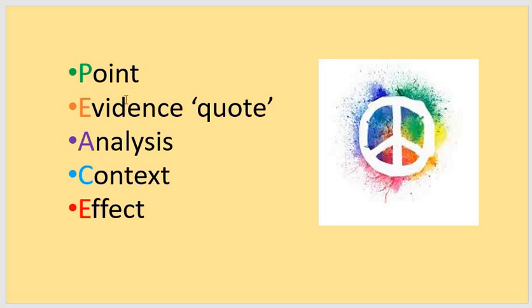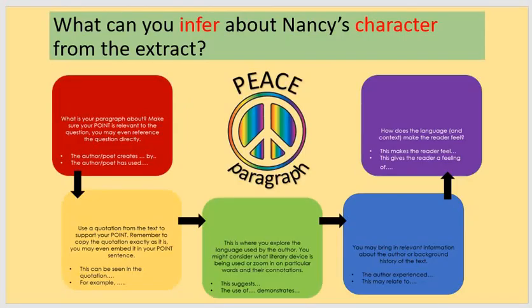So I'm looking for your standard point and evidence or quote, and then the A stands for analysis, but we also could call that explanation. And then the C is the context, and then the E is the effect. So context is the context that the novel's in, so the time period, what we already know about the story, and then the effect is what effect this particular quote then has on us as a reader. So this is the standard sequence that you would follow for a piece paragraph.